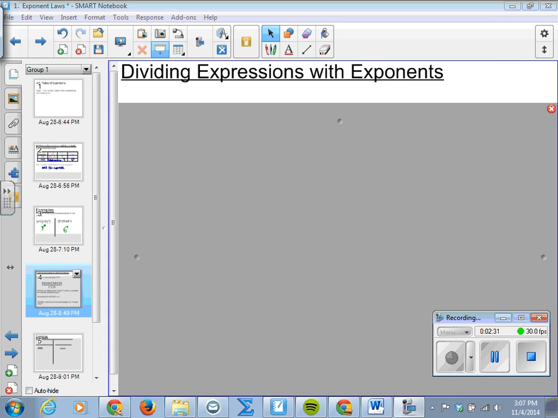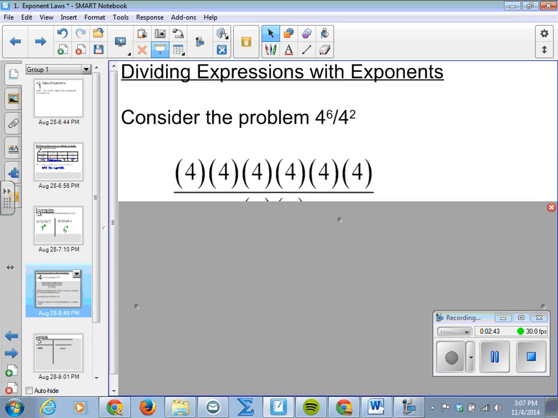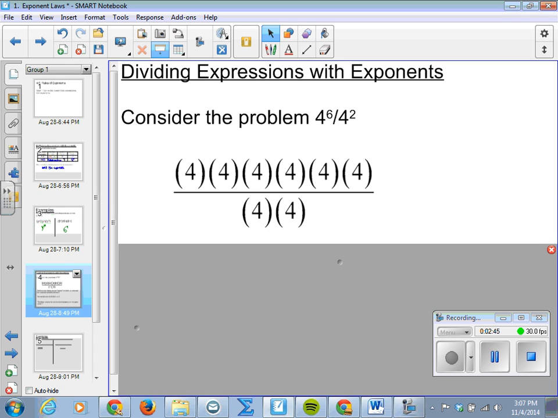Next, we will divide expressions with exponents. So looking at this problem, 4 to the 6th divided by 4 to the 2nd power. We're going to go ahead and just write that out, expand it. We have our 4 to the 6th power on top, 4 to the 2nd power on the bottom.